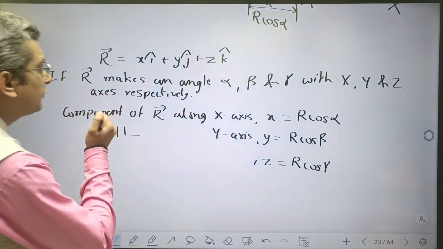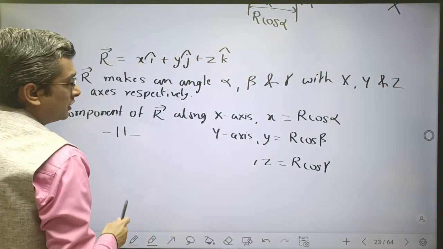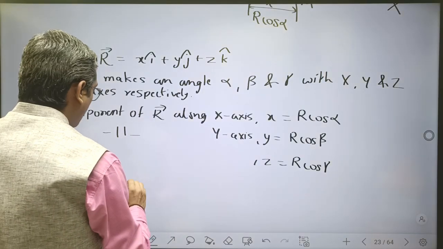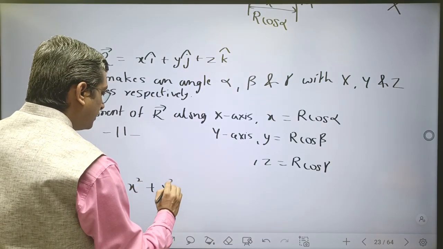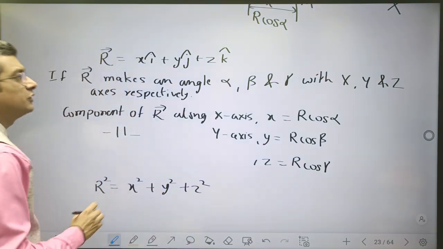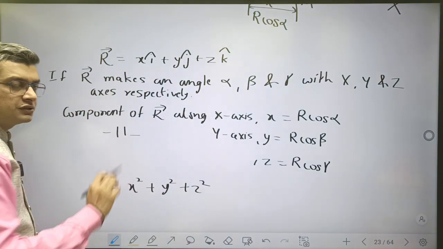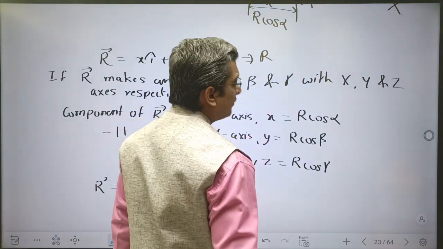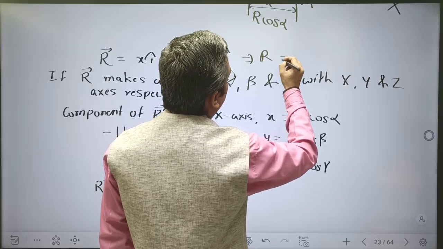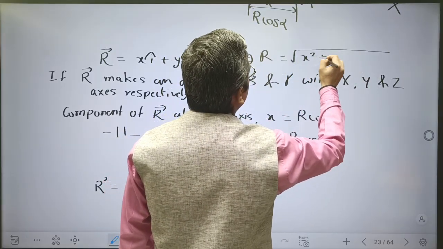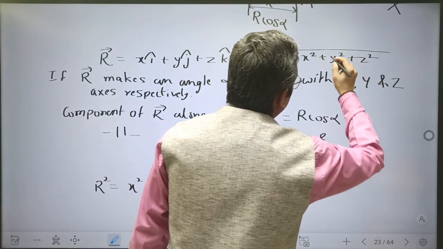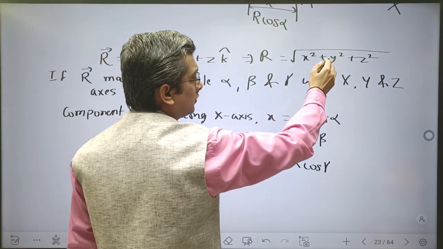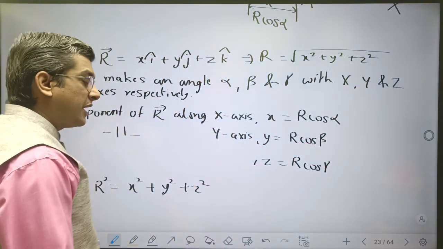Now, if I ask you about the magnitude of this vector, as we know, the magnitude of vector r is given by, if you remember, we just take the coefficients and add their squares. So x square plus y square plus z square. In this way, we find the magnitude. Earlier, just half an hour before, we derived this formula that r is given by root over, this is the formula of magnitude of any vector, root over the square of the coefficient of i cap plus the square of the coefficient of j cap plus the square of the coefficient of k cap, isn't it?